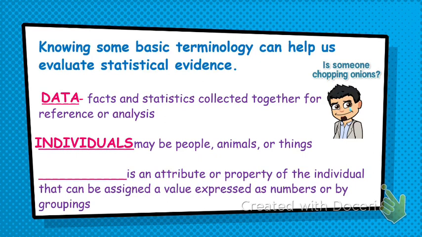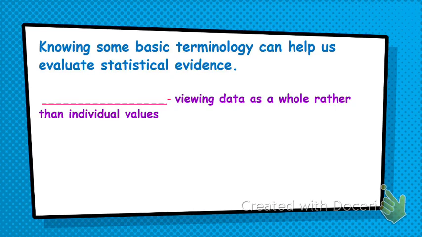And then we have what's called individuals, which could be people, animals, or things. And then we've heard the word variable before. It's an attribute or property of an individual that can be assigned a value, expressed as numbers, or by groupings. And then lastly, we have distribution, which we'll talk about in a few units more specifically, but that's viewing data as a whole rather than individual values.